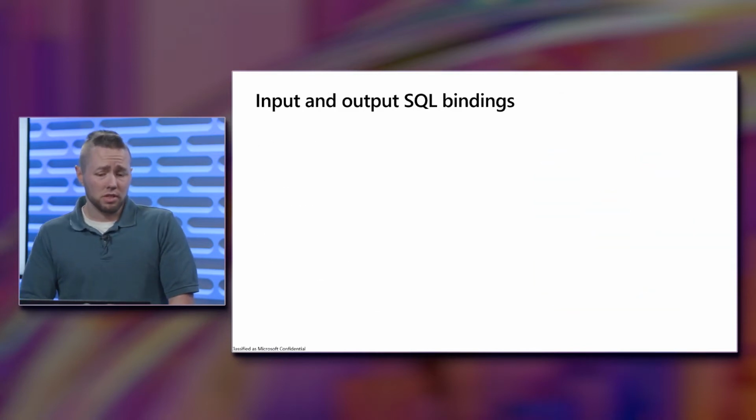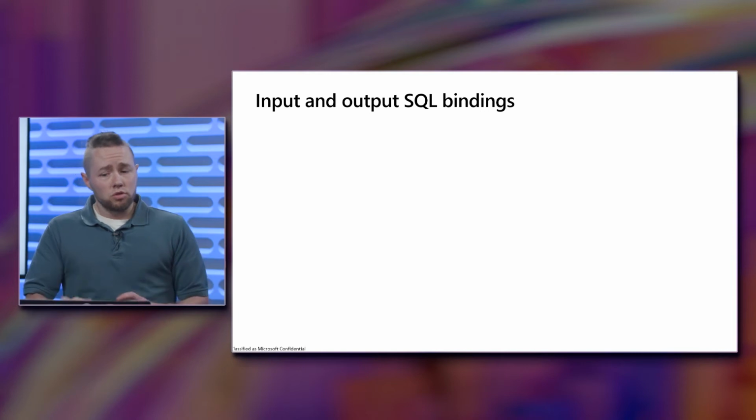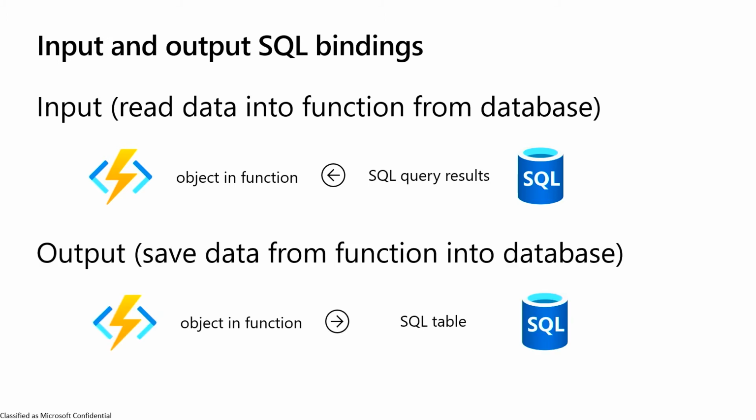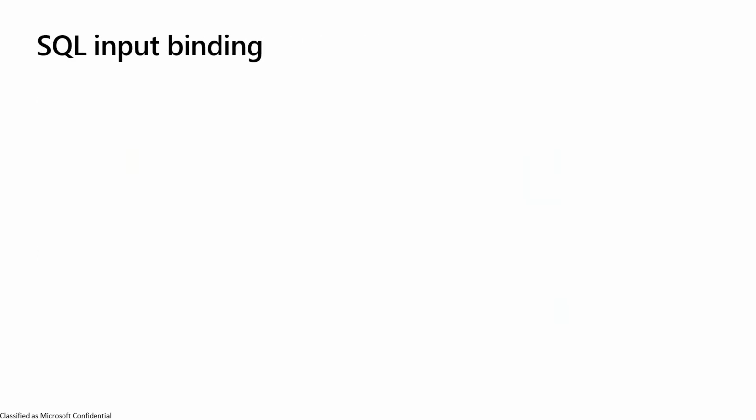The input and output SQL bindings give you two different data flows. The first one is the input, where you're reading data into the function. It's coming from the database. So you'll have your SQL query results, and they become an object in the function. The output binding, on the other hand, saves data from the function into the database. You'll have an object in the function, and it gets inserted into a SQL table. Let's take a look at what both of these look like in functions, both C# and JavaScript.